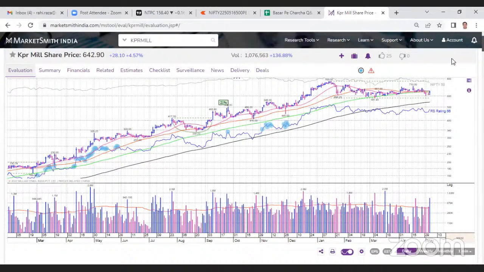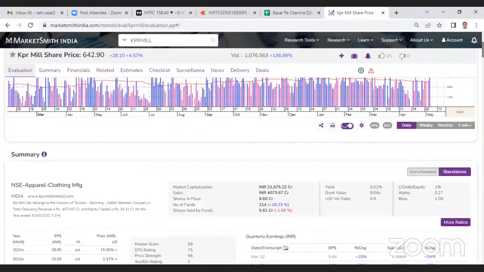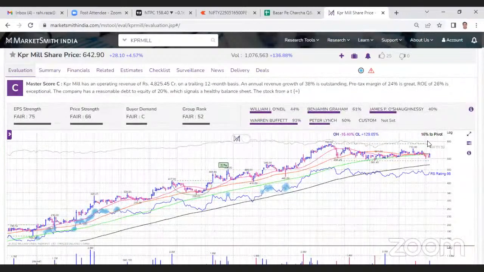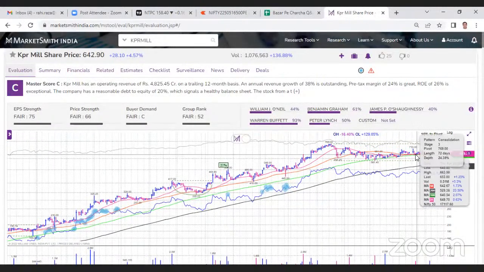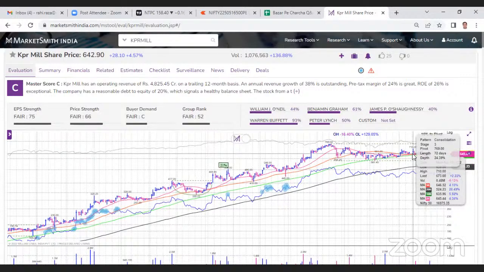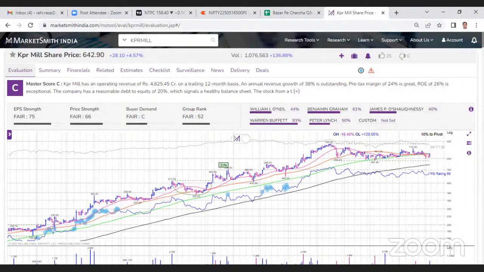Actually, in KPR Mill, to be precise, 675 is the level. Once it crosses and holds 675 rupees, then I can say that the trend is going to change. Until it crosses and holds above 675, it will remain sideways only. So just keep watching 675. Once it crosses and holds above that, take a position. Stop loss is another problem, but 675 is the level at the current price.